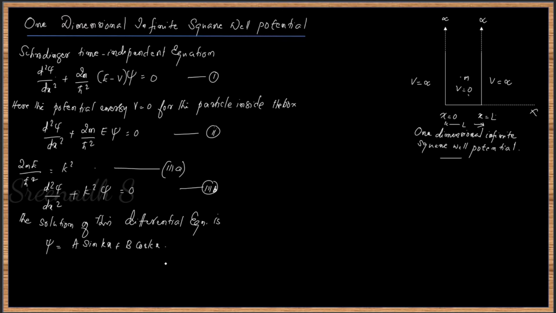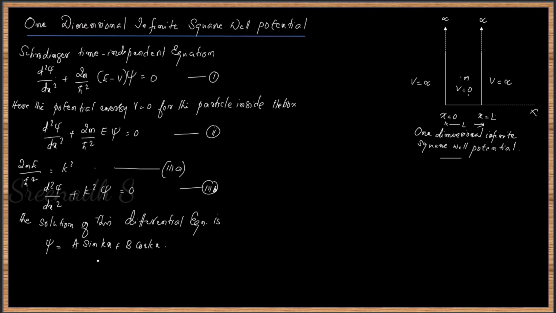Now what we are going to do is apply the admissibility conditions for the function to be a wave function. For a function to become a wave function, it should satisfy a few admissibility conditions. What were those conditions?